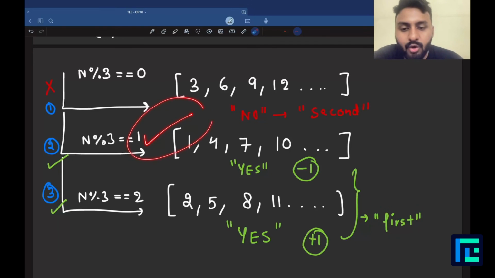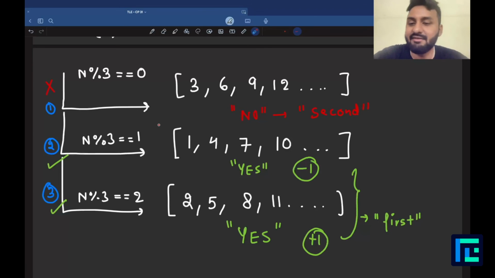Alright, so this is the whole problem. Now the explanation was actually the main part. The code is going to be very simple once you understand these cases, because I'm just working on a single number. So let's go to the code part.